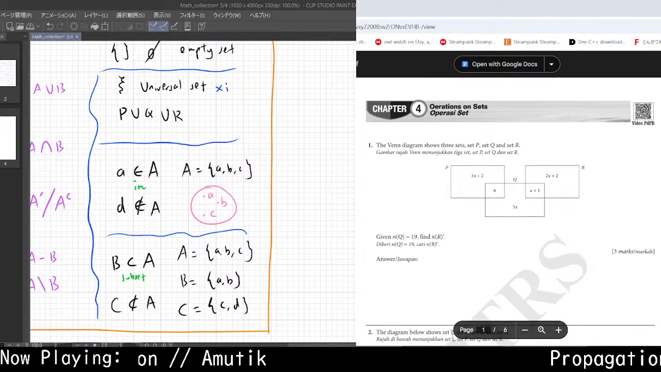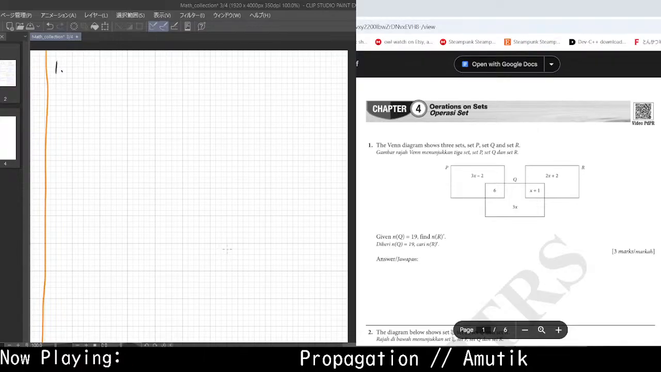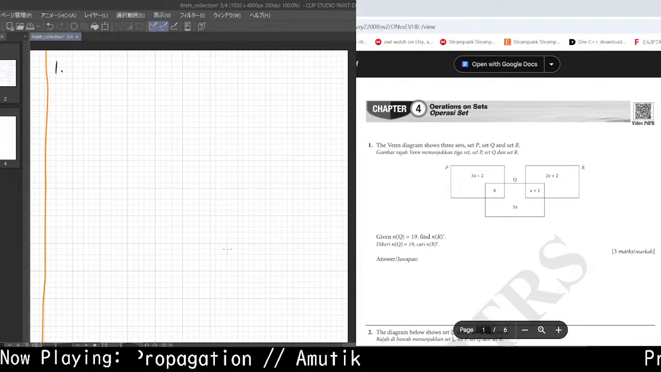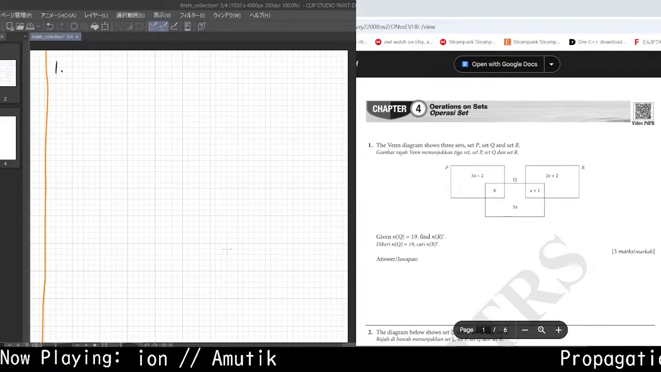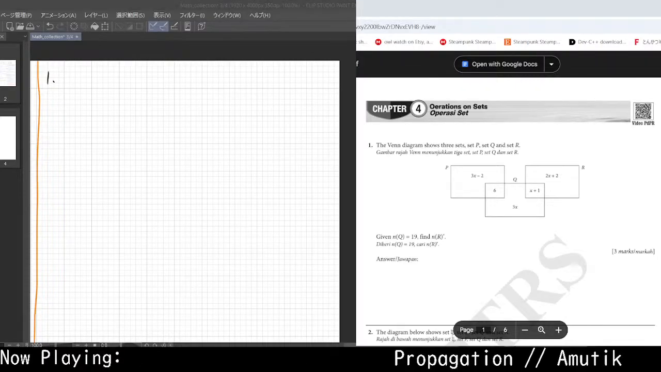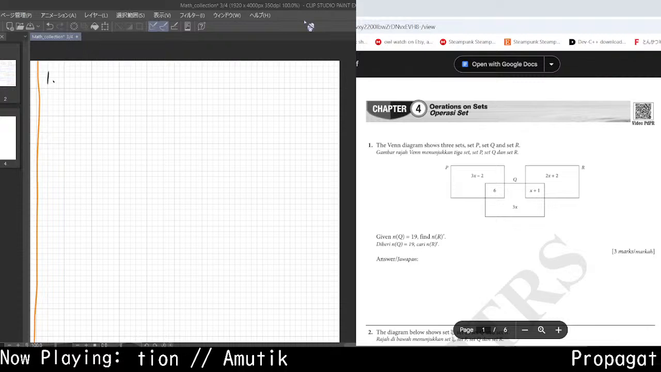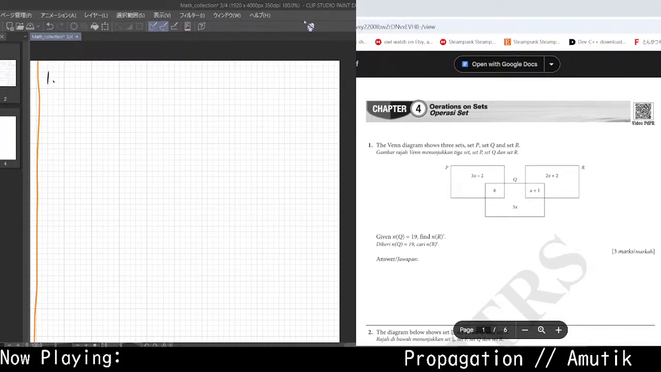Okay? So in this case, you can see that the numbers inside the sets P, Q, R, all of them, don't have any dots in front. Therefore, what they represent is the number of things that exist within that region. Okay? So, how do you want to go about this? Since it gives you the information n(Q) equals 19, what this means is the number of things inside the entire set Q, the rectangle, is equal to 19.